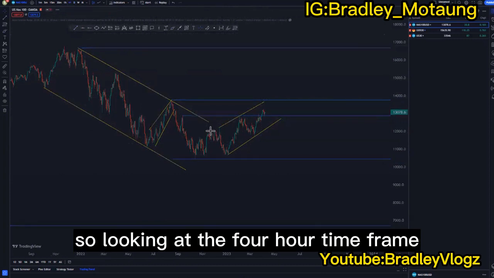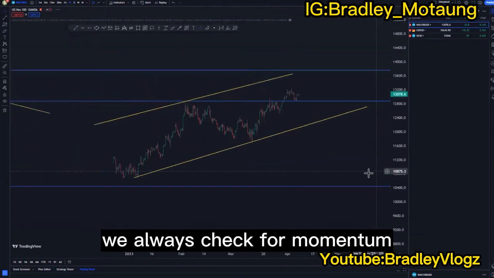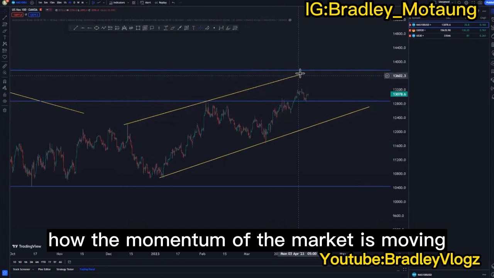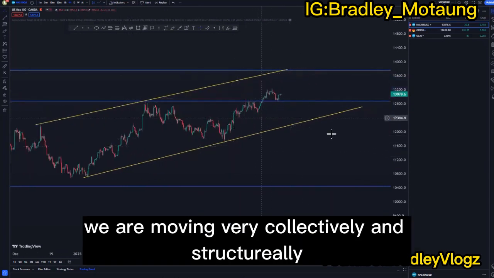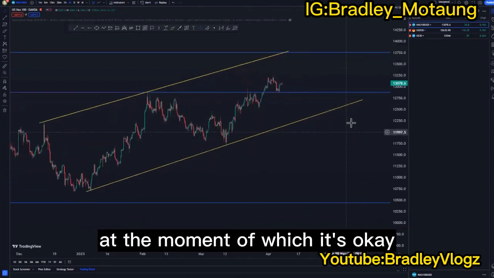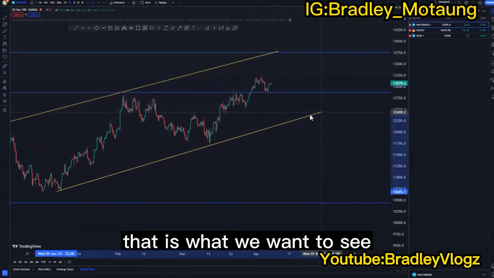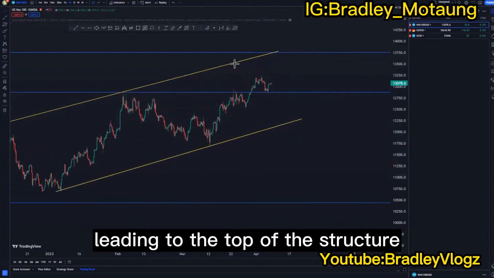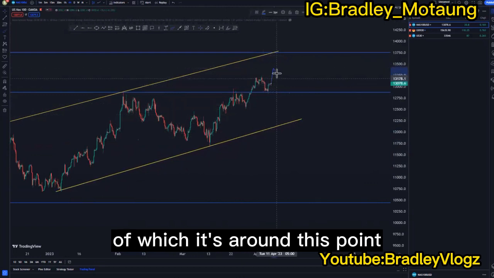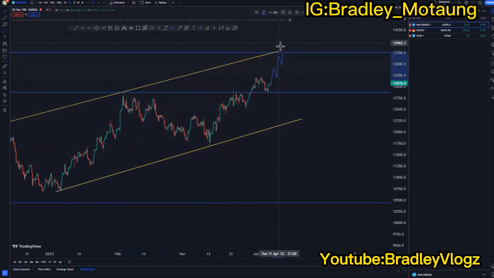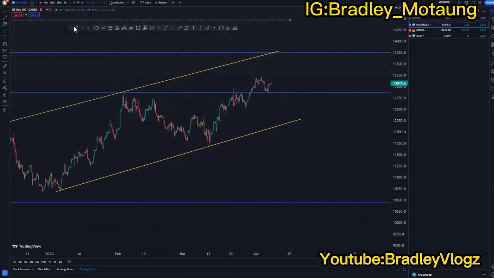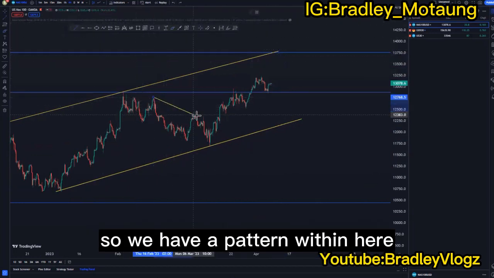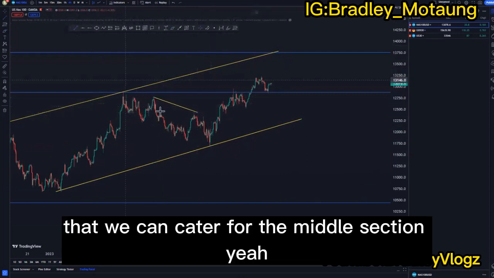So looking at the 4-hour time frame, we always check for momentum, how the momentum of the market is moving. And so far, we are moving very correctively and structurally at the moment, which is okay. That is what we want to see, leading to the top of the structure, around this point. Then we can look for those selling opportunities at the top of the structure. So we have a pattern within here that we can cater for.